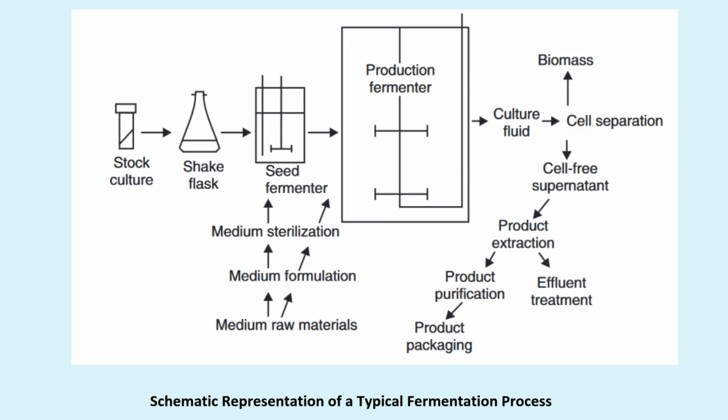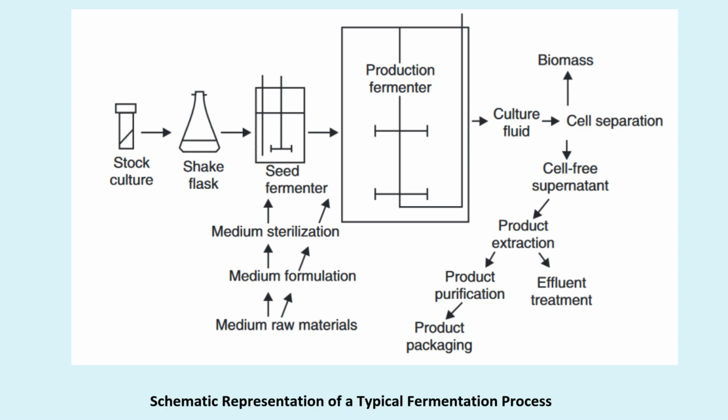Schematic diagram of a typical fermentation process. Finally, we have a schematic diagram of a typical fermentation process. This flowchart visually connects all the components. It starts with medium formulation and sterilization on the left. It then shows the culture progression from stock culture to shake flask to seed fermenter and finally into the production fermenter.